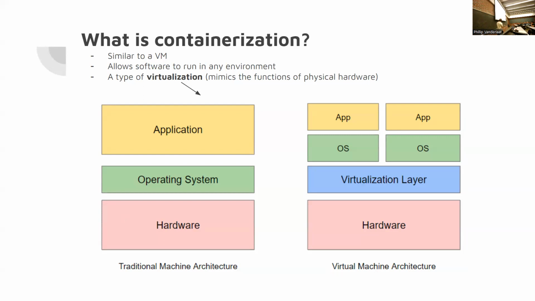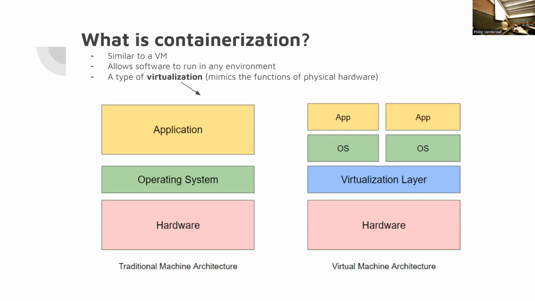So here you can see what a normal computer looks like. You have the hardware, then you have the operating system, and then you have the application on top of that. But with a VM, or just virtualization, you have the hardware, some sort of manager where you can have multiple operating systems, where each application thinks it has its own operating system.